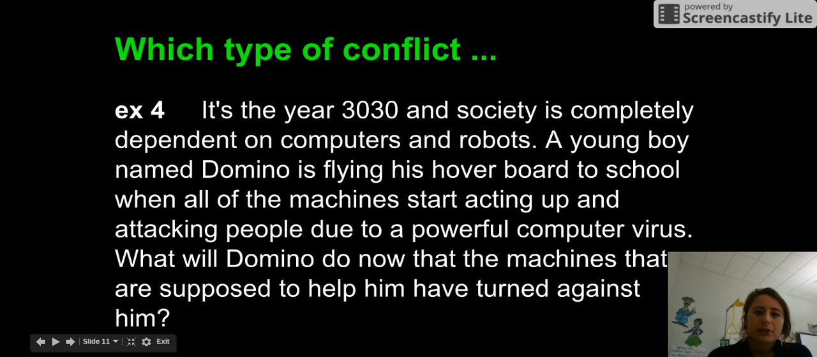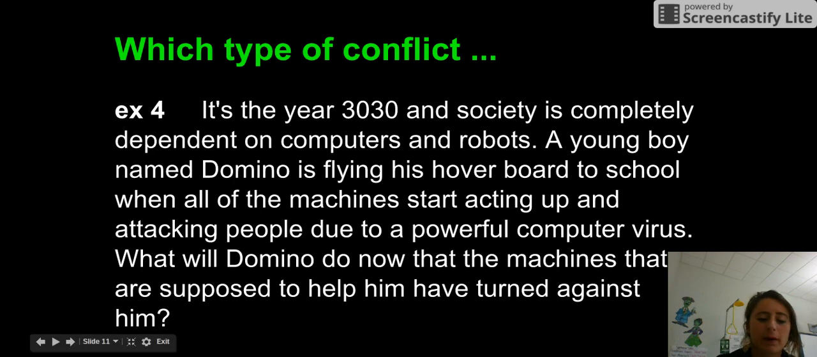It's the year 3030, and society is completely dependent on computers and robots. A young boy named Domino is flying his hoverboard to school when all of the machines start acting up and attacking people due to a powerful computer virus. What will Domino do now that the machines that are supposed to help him have turned against him?